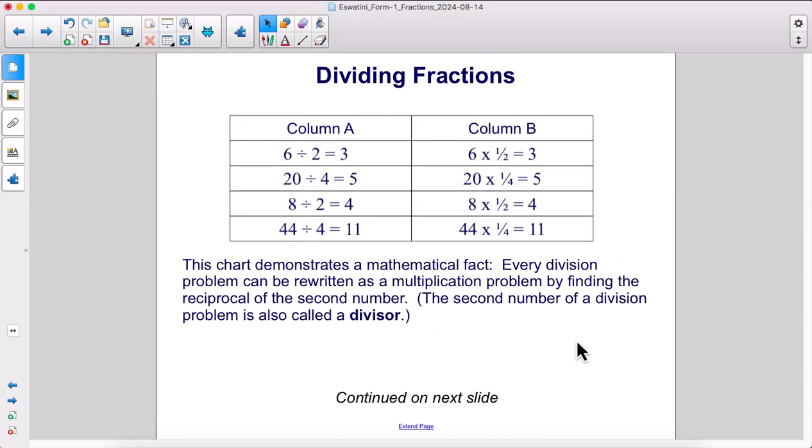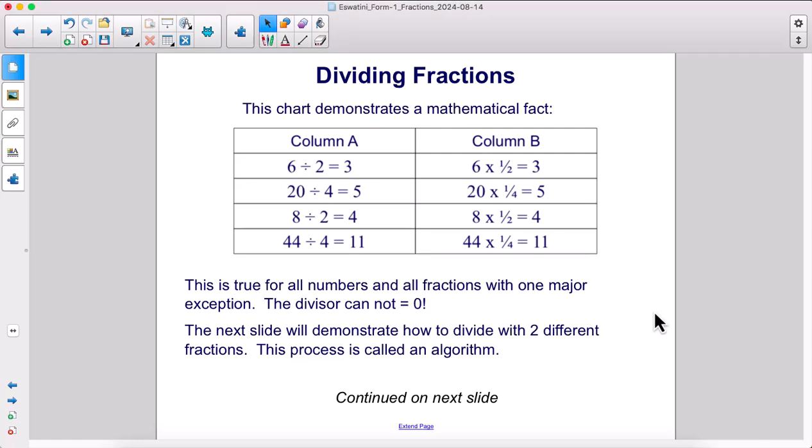This chart demonstrates a mathematical fact. Every division problem can be rewritten as a multiplication problem by finding the reciprocal of the second number. The second number of a division problem is also called a divisor. This is true for all numbers and all fractions, with one major exception. The divisor cannot equal 0. The next slide will demonstrate how to divide with two different fractions.